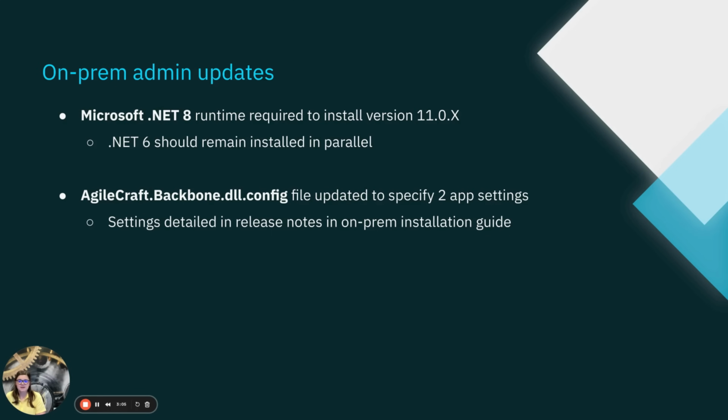Additionally, to ensure the installation of the back office is successful, Atlassian has updated the config file that you see on the slide here for all new installations to specify two app settings. The settings will be detailed in the .txt file release notes included in the on-prem installation package. Additionally, these settings will be added to the on-prem guide for version 11.0, which will be published the week of July 1st, 2024.